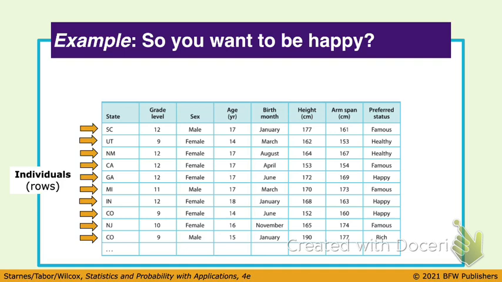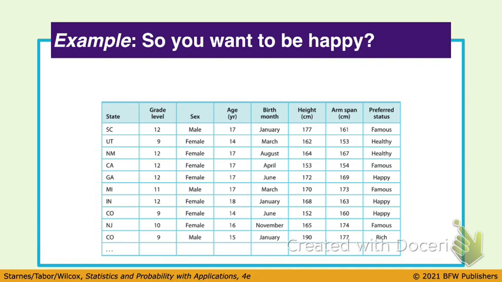What are the variables that are shown in this data table? State, grade level, sex, age, all the things. Very good. It's basically everything across the top. So state is a variable. A lot of people don't say that one is a variable because it's the first one. That one is a variable because we just went ahead and started listing variables about each individual. Perfect.